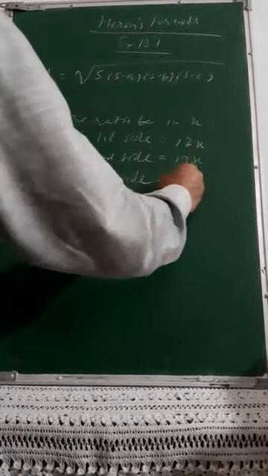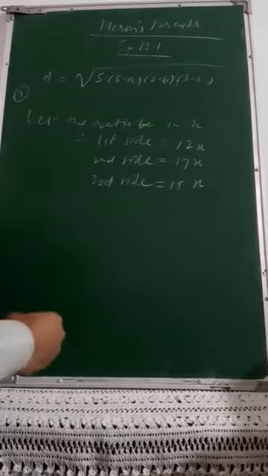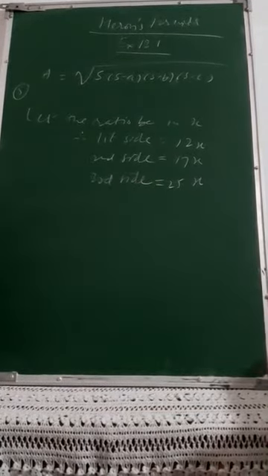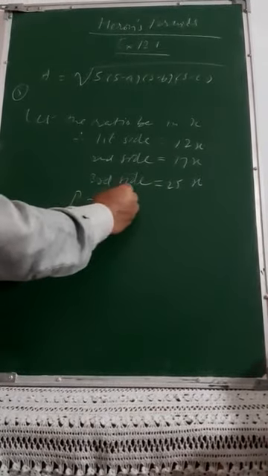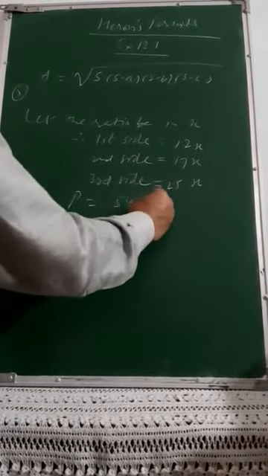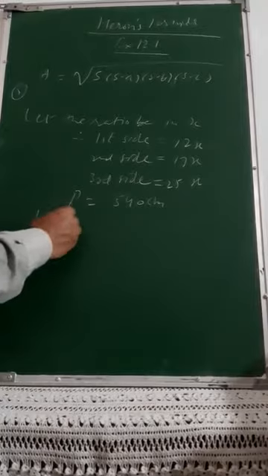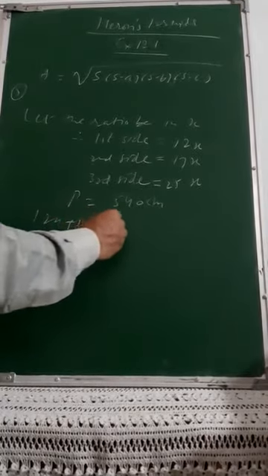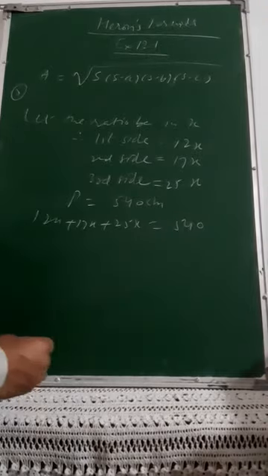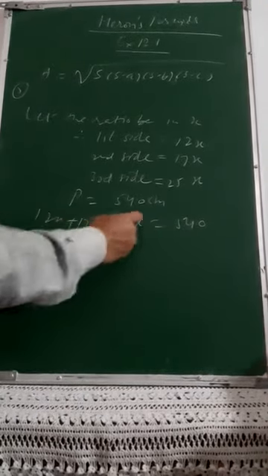So here the ratio is given. This will be 12x, this will be 17x, and this will be 25x. And the perimeter is given equal to what? 540 centimeter. So 12x plus 17x plus 25x is equal to 540. All are in centimeter.